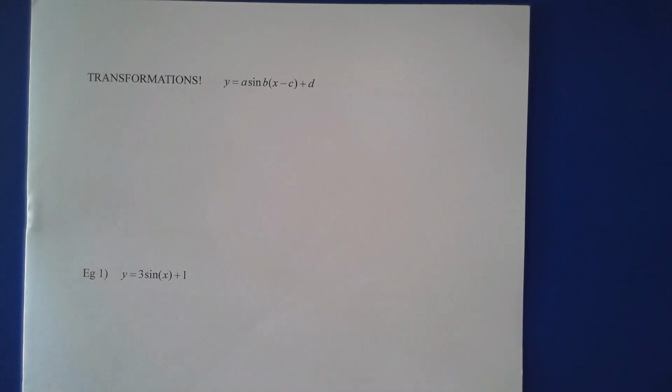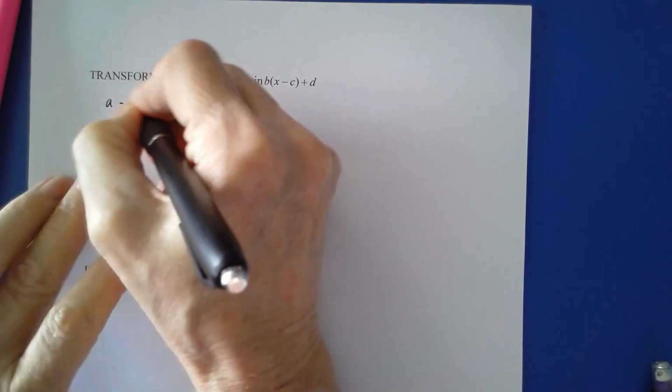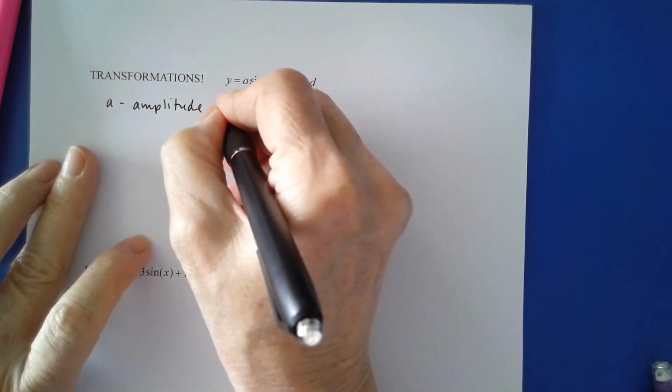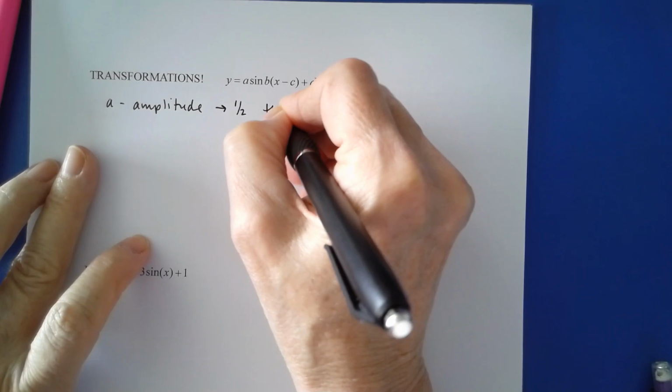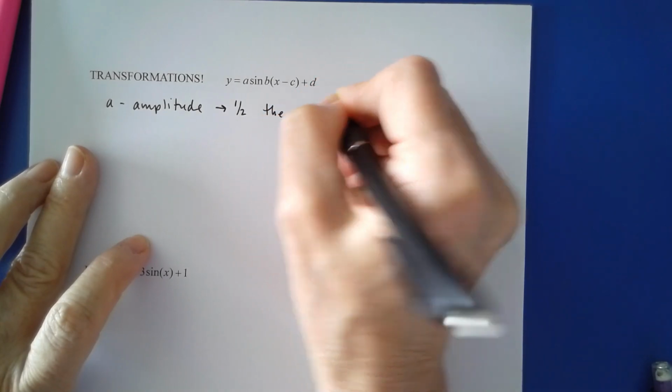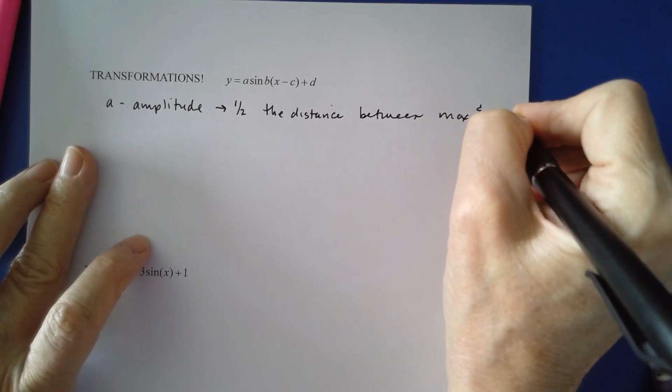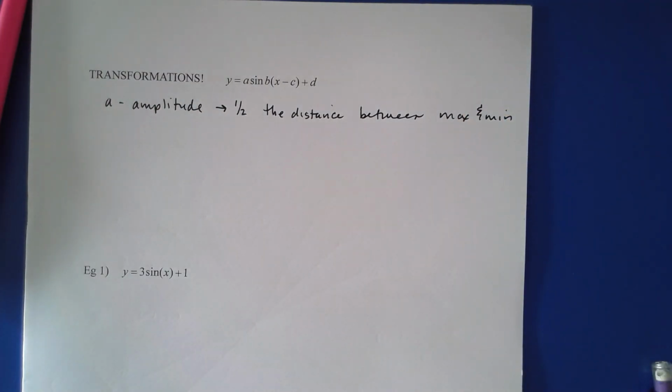All right. So when we have any kind of form of an equation, we all remember that there's some standard form there, right? This A is the amplitude. And we said back there that the amplitude was half the distance between the max and the min. How far up and down does it go? So that's the amplitude, and it's the number that sits out there.